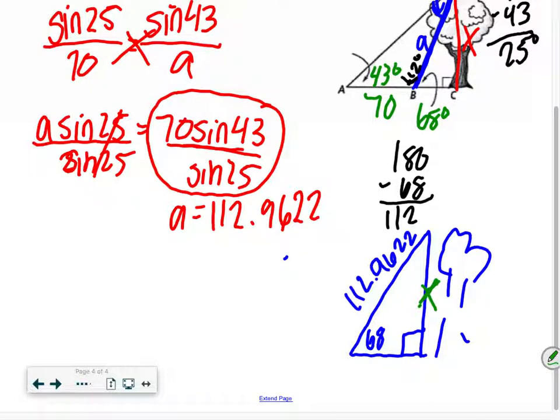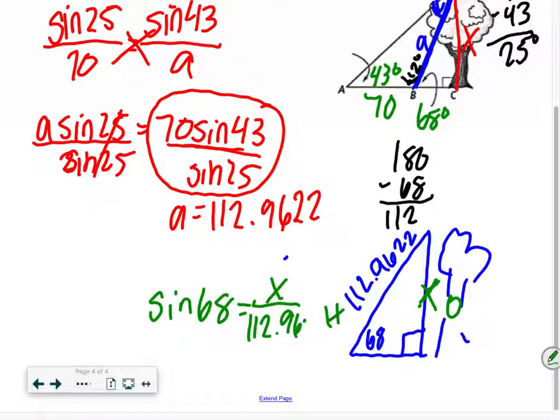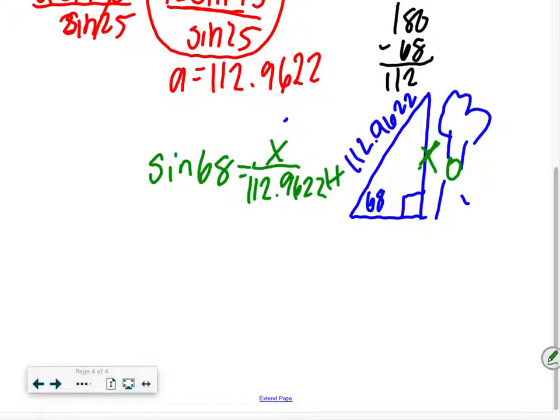Opposite, adjacent, hypotenuse. How does x relate to 68? Opposite, hypotenuse: sine. We got the sine of 68 equals my opposite side, x, over my hypotenuse, 112.9622. How do I solve for x?